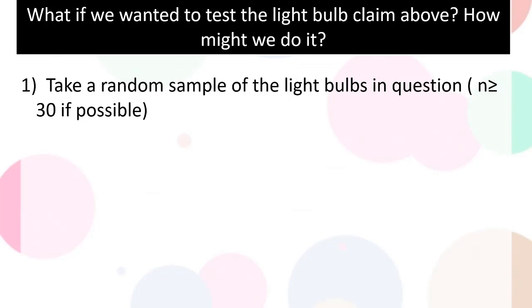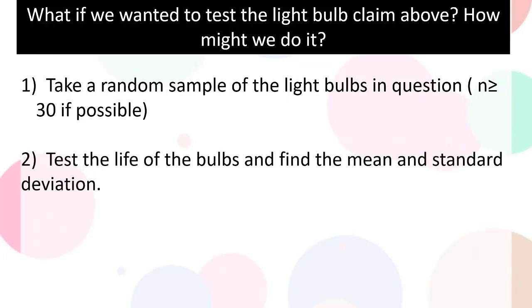So you would want to be able to buy one light bulb from multiple stores, not just in one city. You would want to do it all across the country. That can be a daunting task. So this, even though we state it very simply, is not necessarily a simple thing to do. But once we figured out how we're going to do that, then we would want to test the life of the light bulbs and find the mean and the standard deviation for this sample.